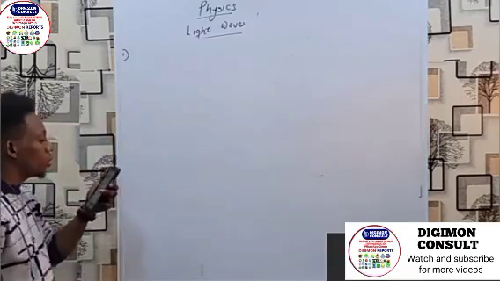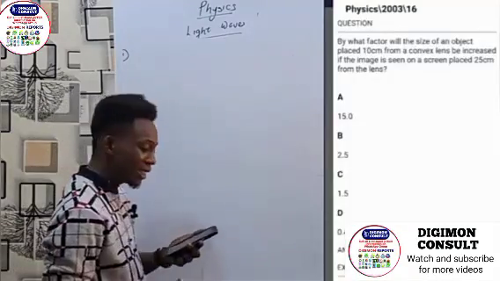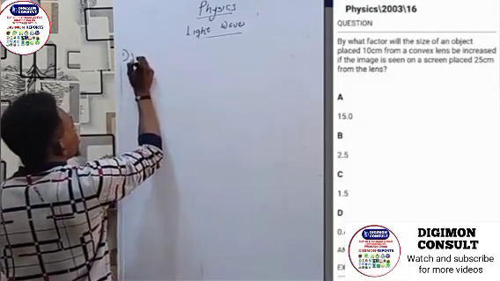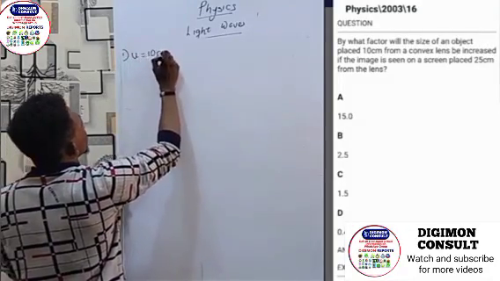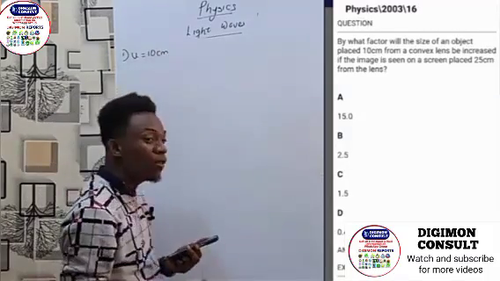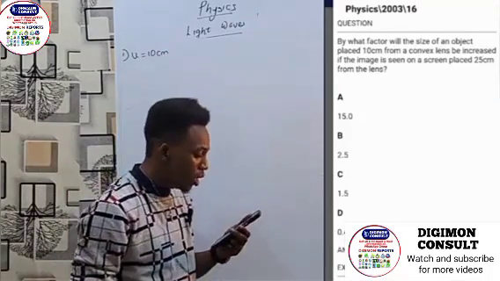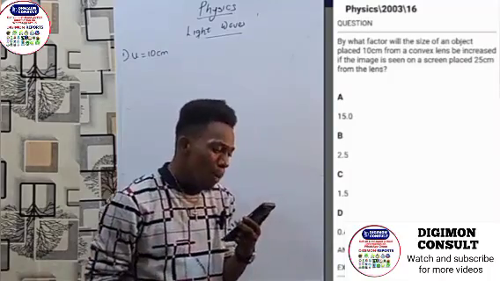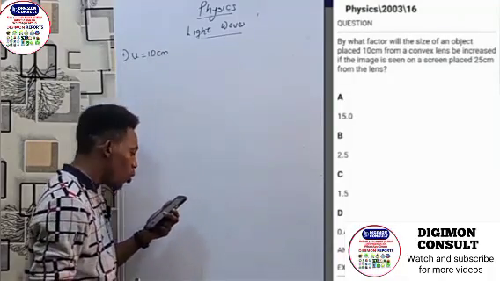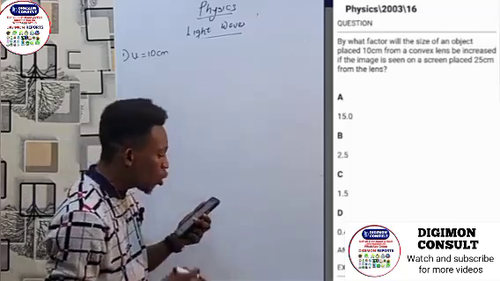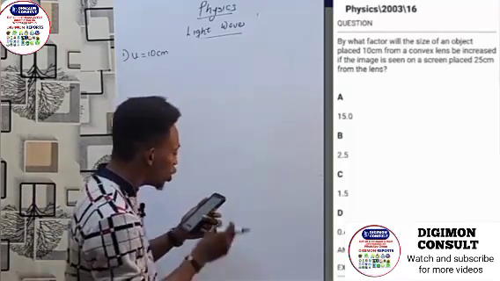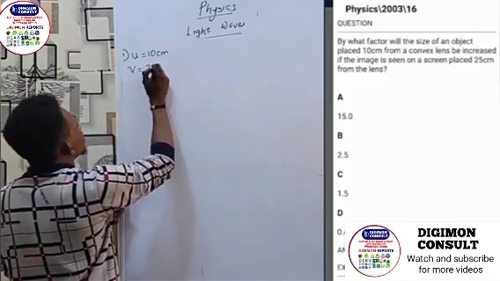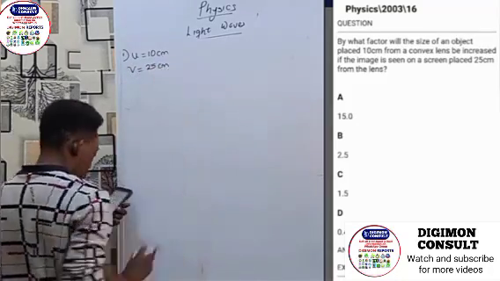By what factor would the size of an object placed 10 centimeters from a convex lens, a converging lens, which means F is going to be positive, be increased if the image is seen on a screen placed 25 centimeters from the lens?